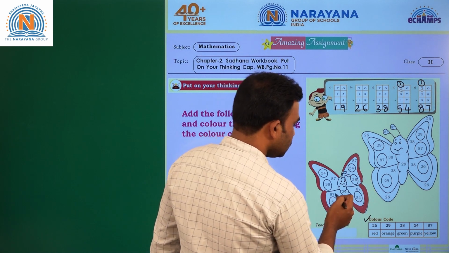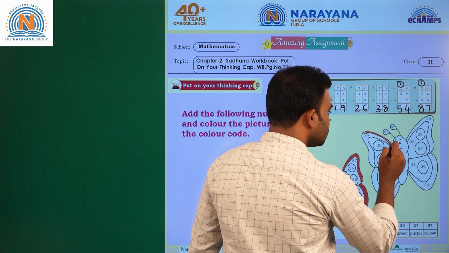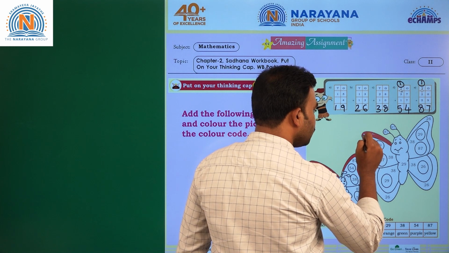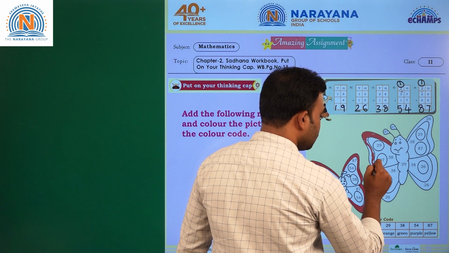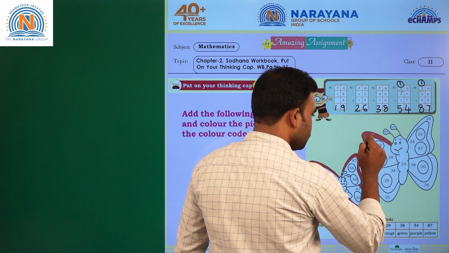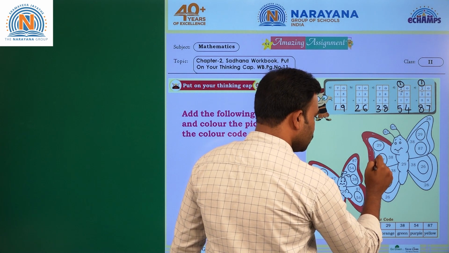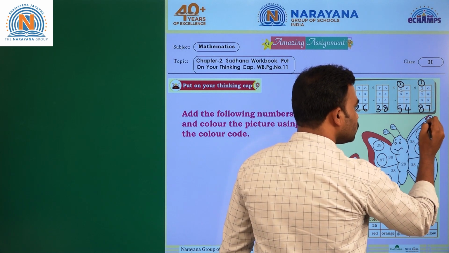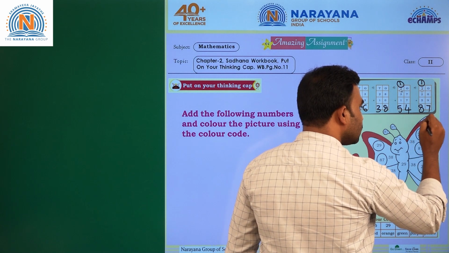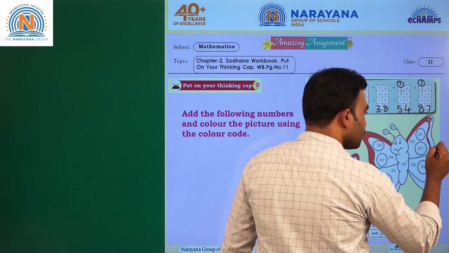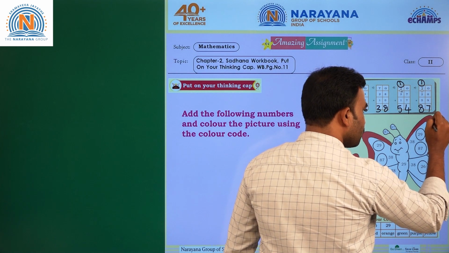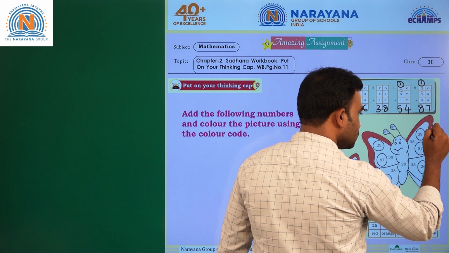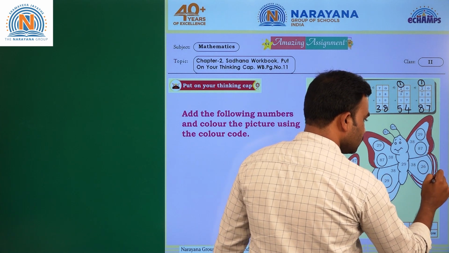Next, is there any more 26? In this, not there, but here it is there. So, fill these gaps with red color. Wherever you find the 26, that gap should be filled with red color. Red color here. All 26. Next, here also 26 is there. So, this gap should be filled with red color. Next 26 here. So, this is also with red color.